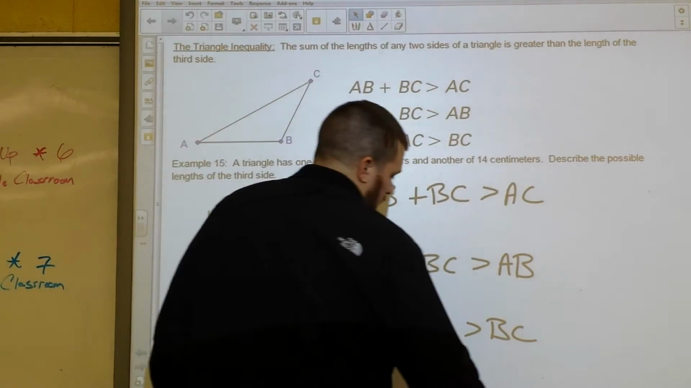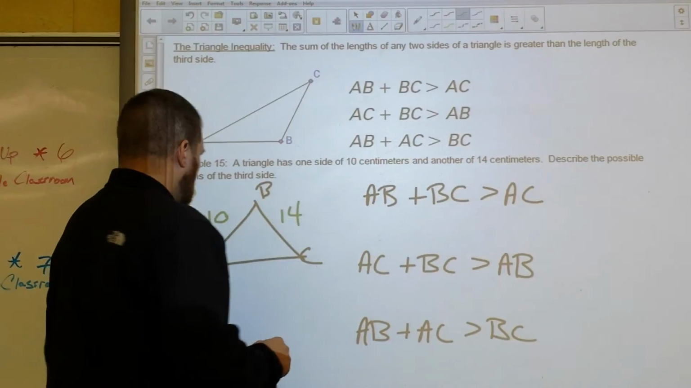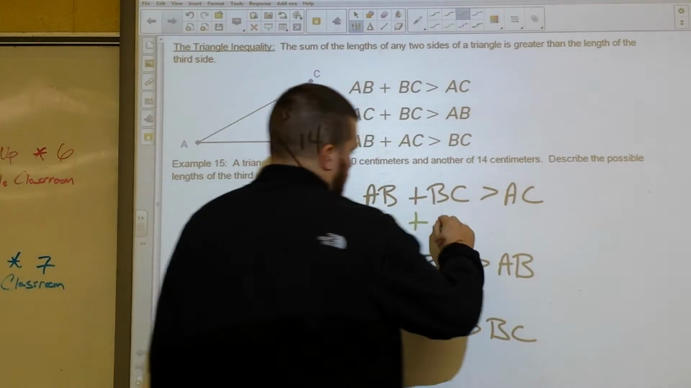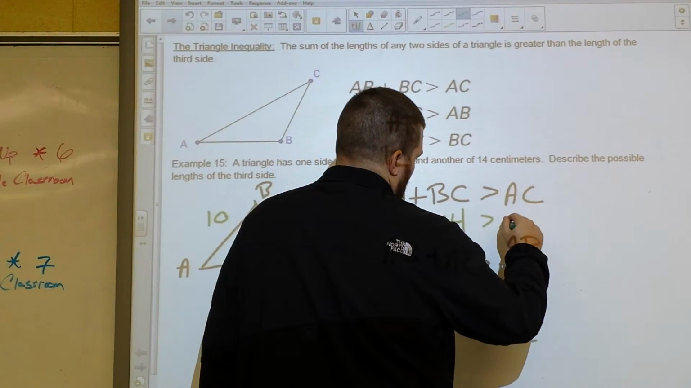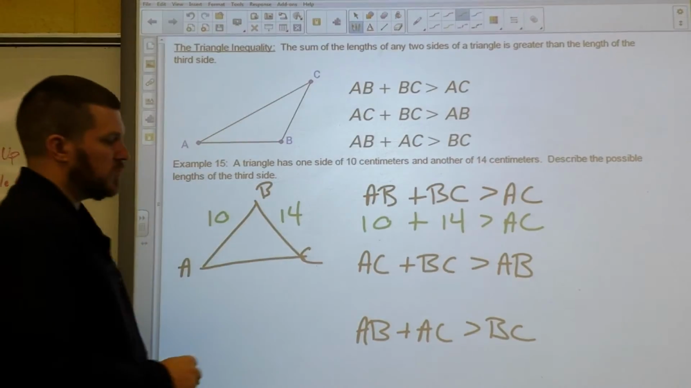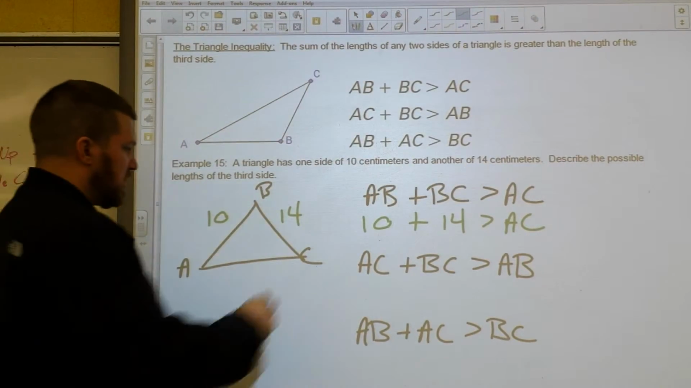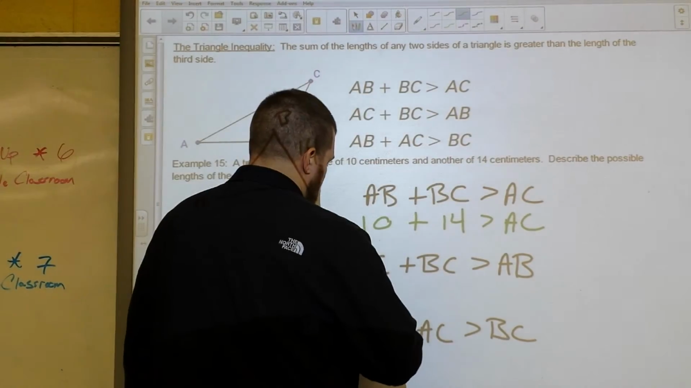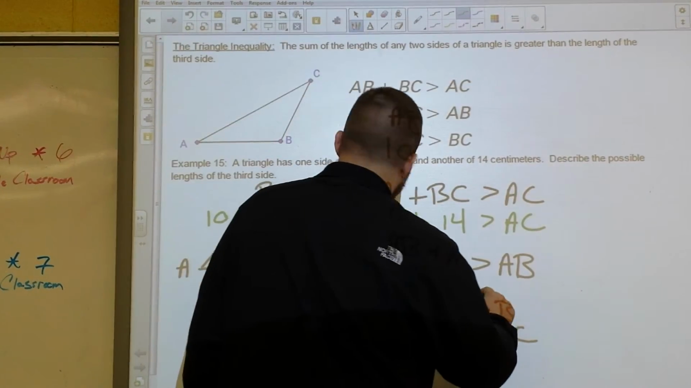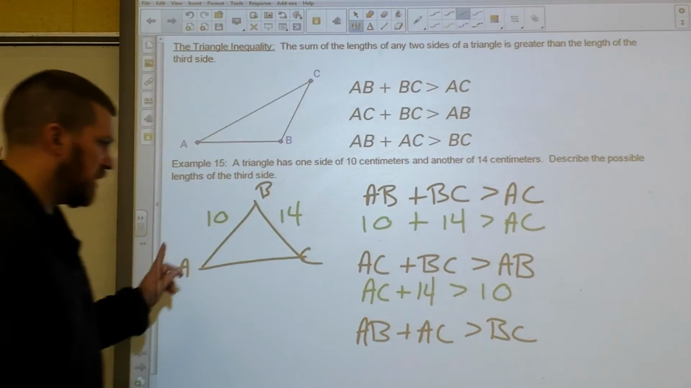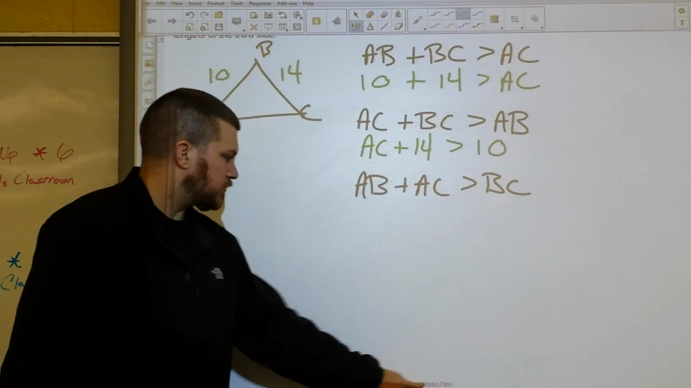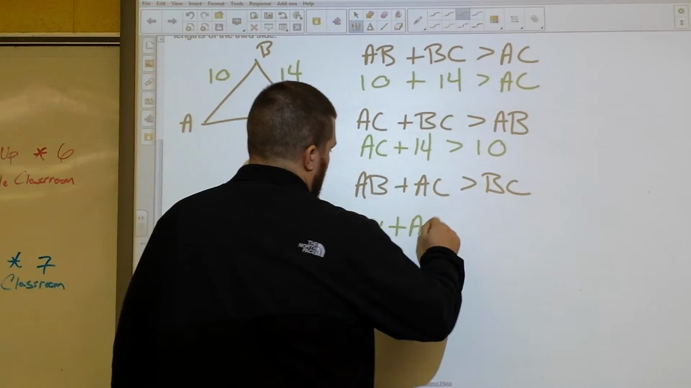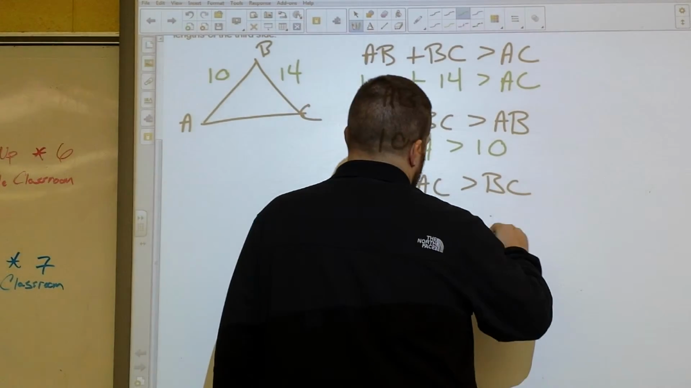So now what I'm going to do is go through each of these and plug in what I know. So side AB is 10 plus BC is 14, so that's greater than side AC. Okay, so that's for the first rule. For the second rule, I have side AC, which I don't know, plus side BC, which is 14. So AC plus 14 has to be bigger than 10, because that's side AB. And then finally, for the last rule, I'm plugging in AB, so 10 plus AC, which I don't know, has to be bigger than BC, 14.